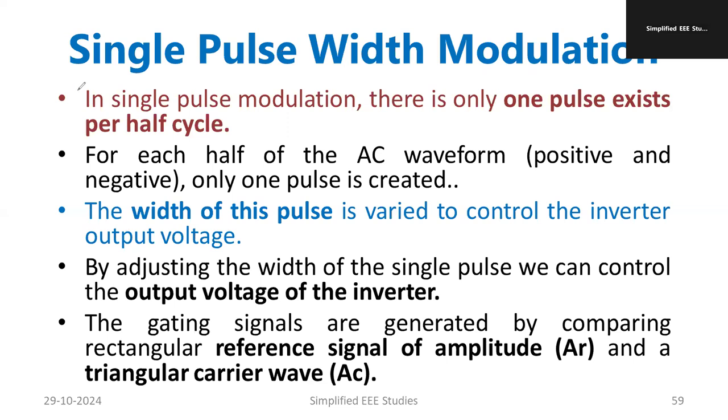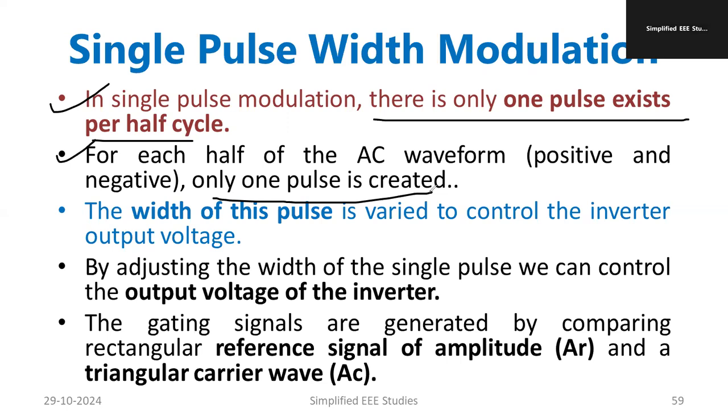It is a special type of inverter where we control the output voltage using the single pulse modulation technique. There is only one pulse per half cycle. That is a peculiarity. For each half cycle, there is a positive and a negative, but only one pulse will be created. So a single pulse is created to control the output voltage.